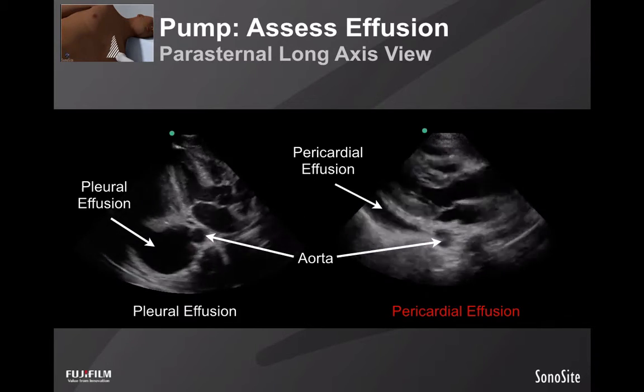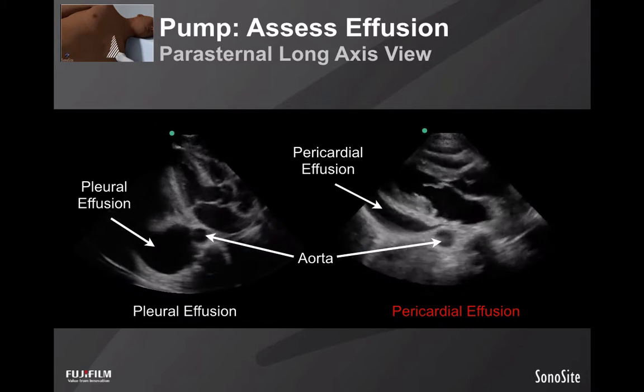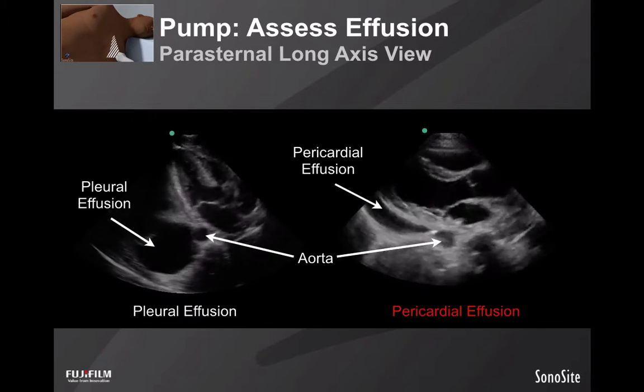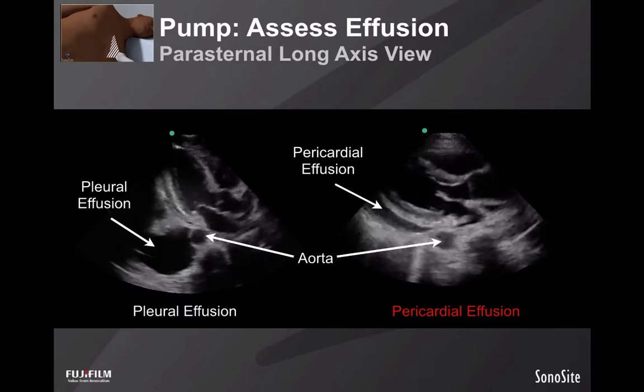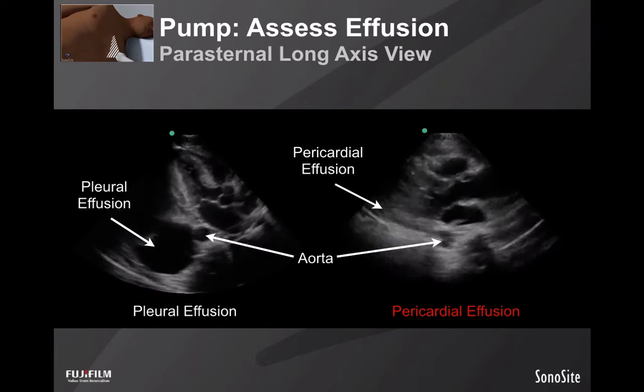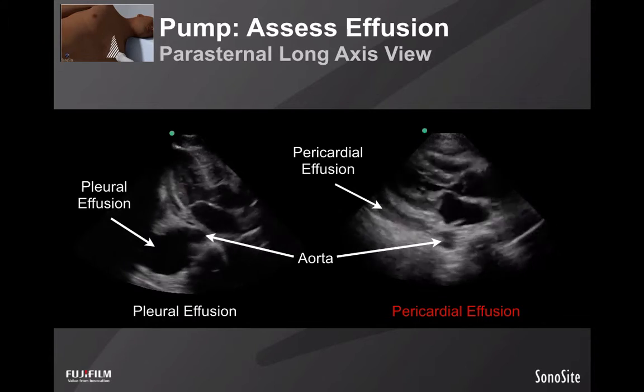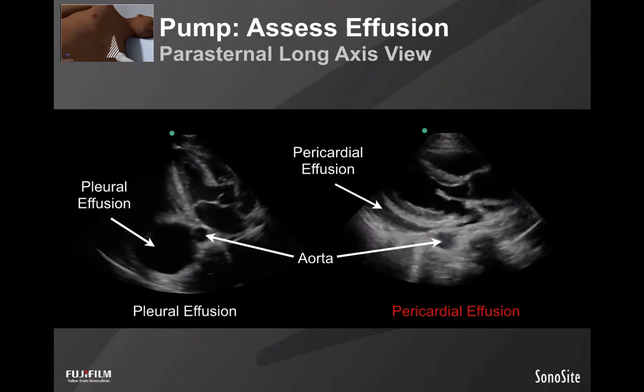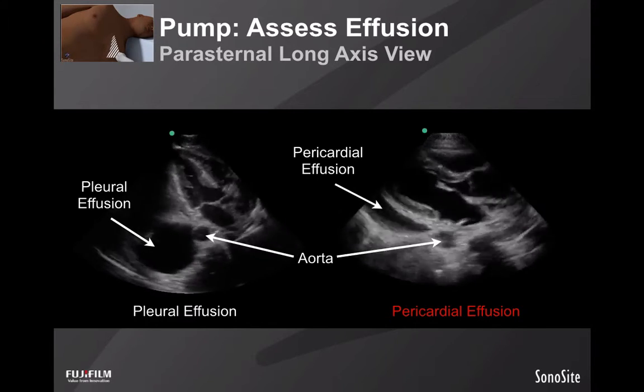Here we are comparing an example of pleural effusion to pericardial effusion because we don't want to mistake these 2 entities. Pericardial fluid remains anterior to the descending aorta, whereas pleural fluid will track posterior to the descending aorta, as seen in the example on the left.